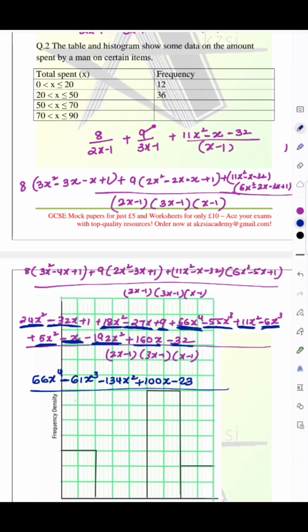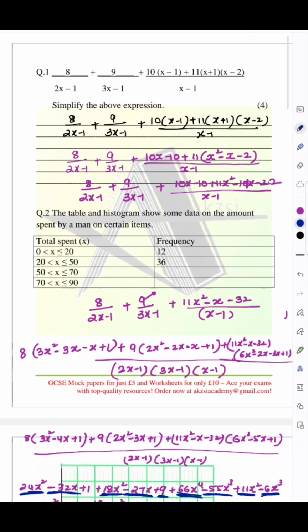over 2 times 2x minus 1 times 3x minus 1 times x minus 1. Since they haven't mentioned anything that you have to simplify the expression in the form of something like that, if you end it here it would be fine.